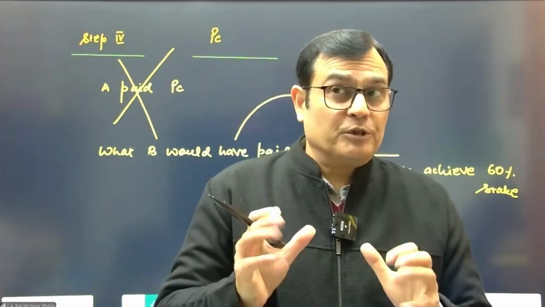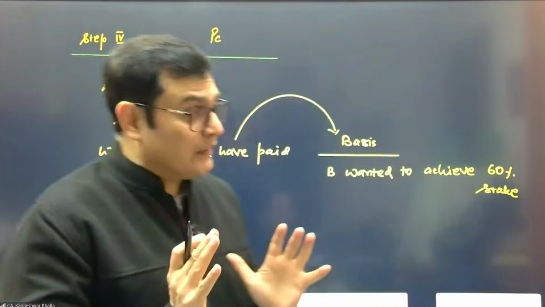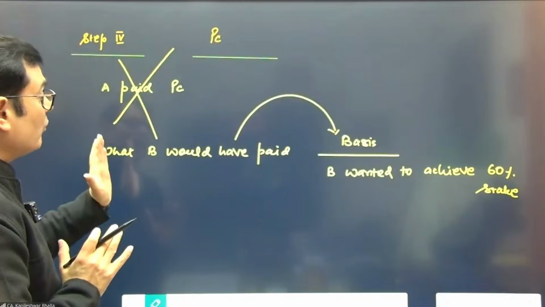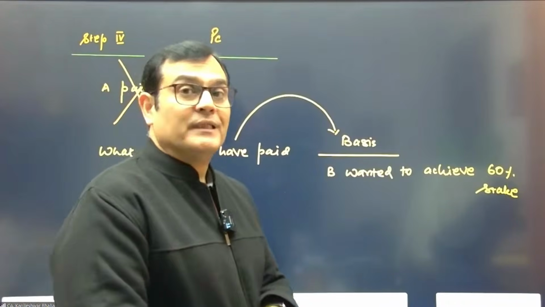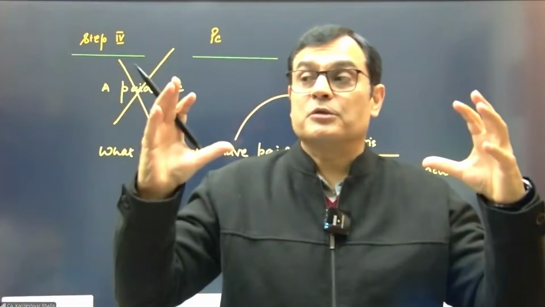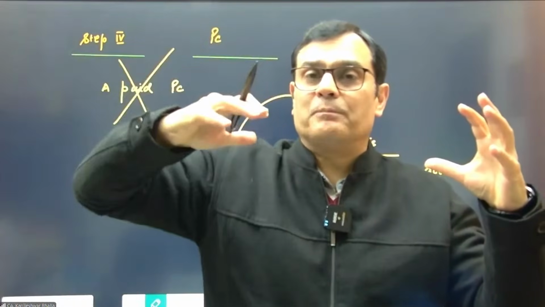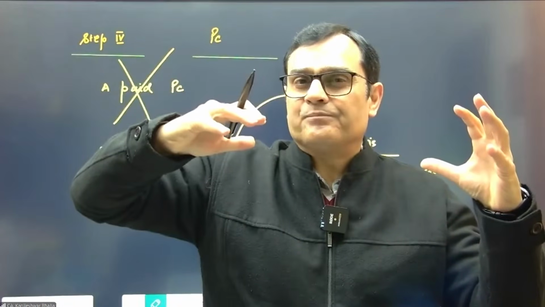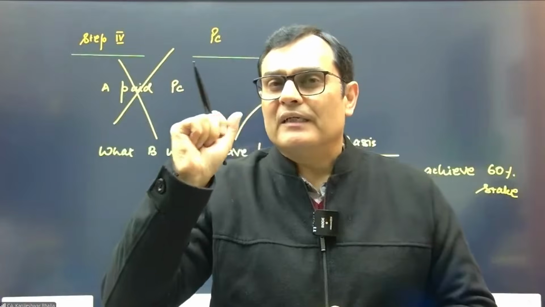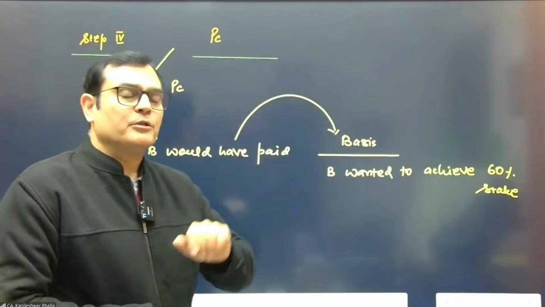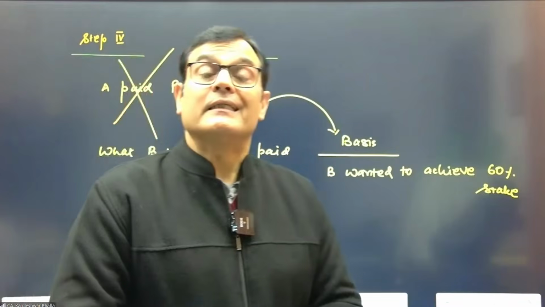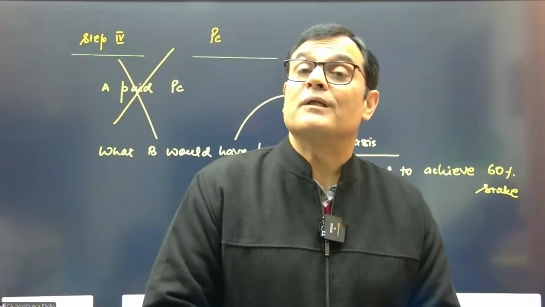So the first thing you need to do is sit down and calculate very carefully what B would have paid. So we need to understand that in a reverse acquisition, we need to see what B would have paid because he never paid anything. It was paid by A. So we will calculate what B would have paid on the basis that B wanted to achieve a 60% stake, then what he would have paid.